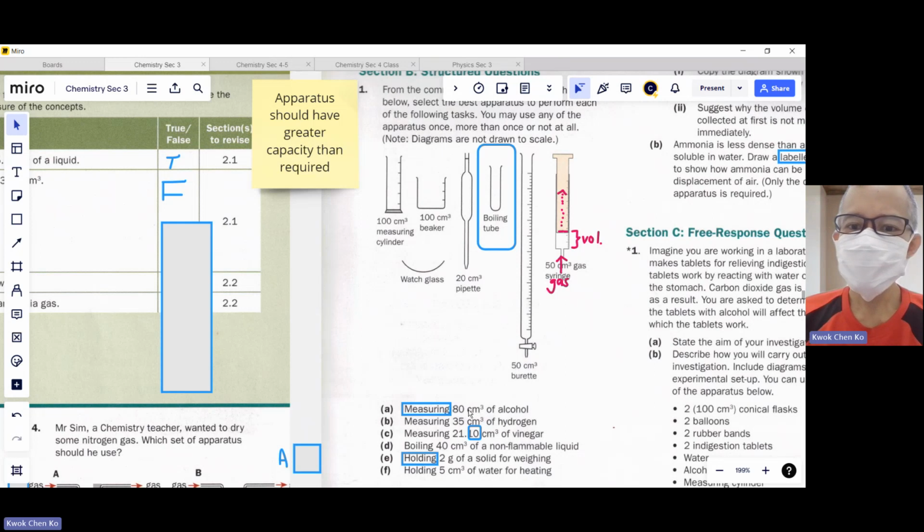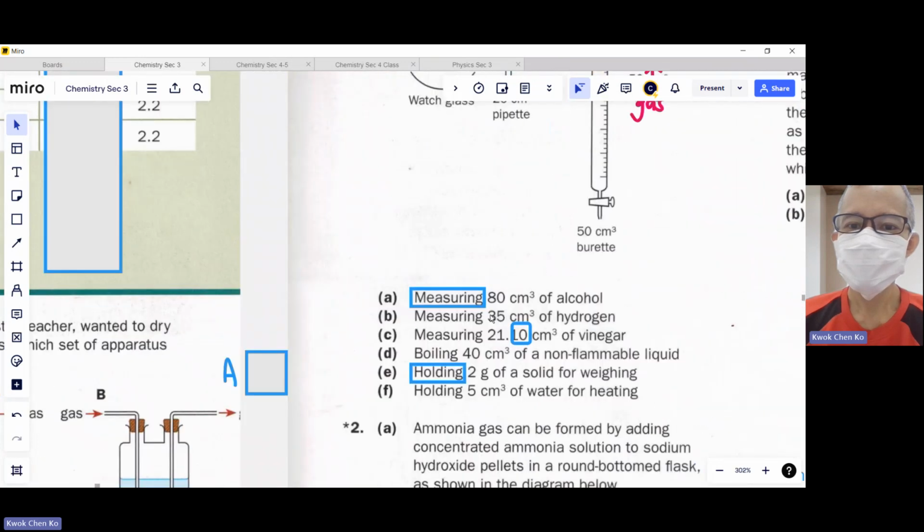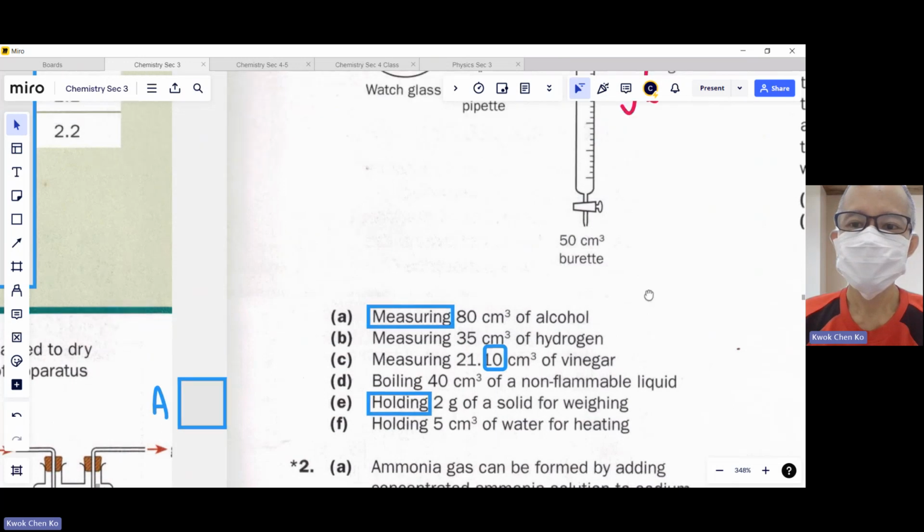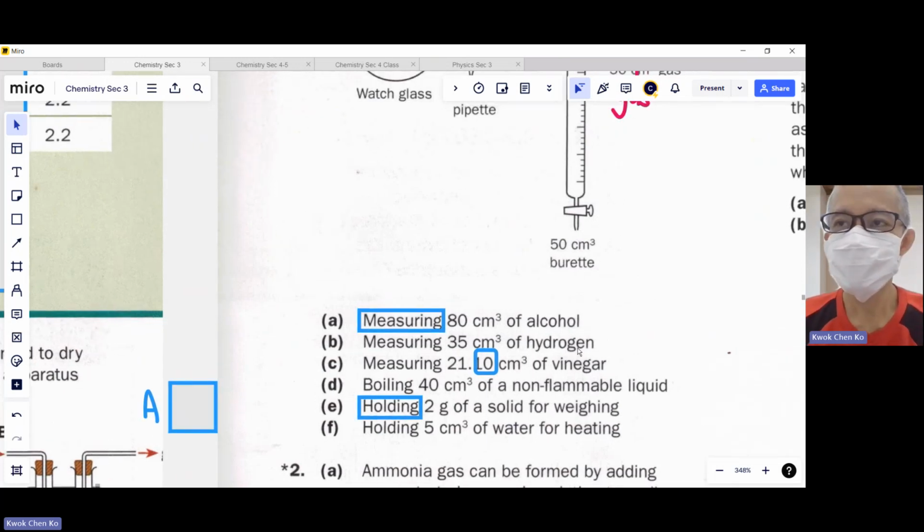But can I use a burette for part A? Correct, because the burette can only contain 50 cubics. Okay, remember that. Part B, hydrogen. 50 cubics. Gas syringe. Nothing much to elaborate on. Part C. 50 cubic centimeter burette. Okay, good.